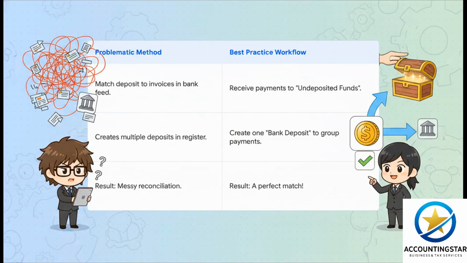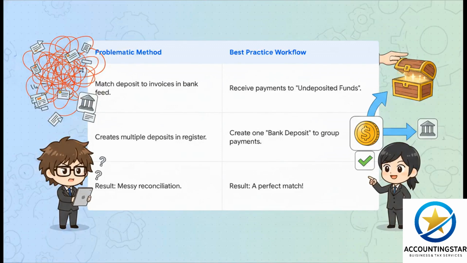So this is the crucial part. The right way, the best practice, is to always follow the proper workflow inside QuickBooks first. Don't touch the bank feed yet. First, you receive the payments against each individual invoice. But you post them to a special temporary account called undeposited funds. Just think of it like a digital envelope where you're collecting all the checks before you go to the bank. Then you create a single bank deposit that groups everything in that envelope together. And what's the result? One single deposit in QuickBooks that will perfectly, beautifully match the one single deposit from your bank.